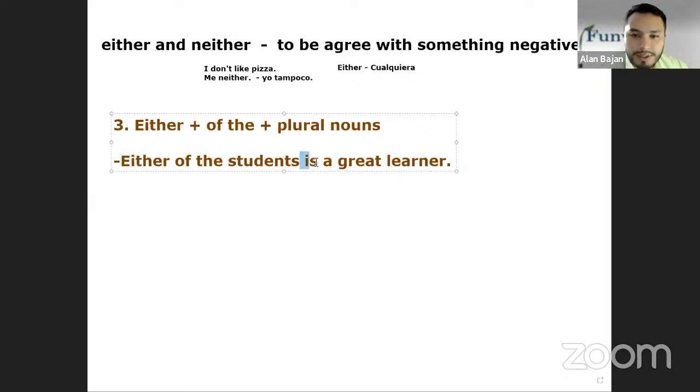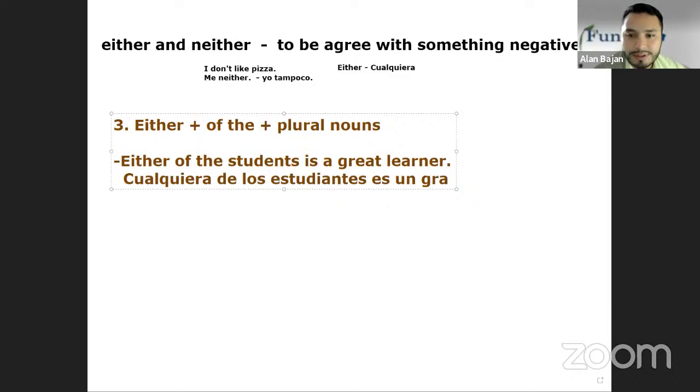Teacher, pero ¿por qué está usando is y no está usando are? Porque dice los students, pues. No, because I'm talking about either of the students. That means cualquiera de los estudiantes es un gran aprendiz. I'm talking about the possibility. Cualquiera de los estudiantes, y cualquiera es tercera persona. Do we understand that part? ¿Sí le entienden a esa parte?